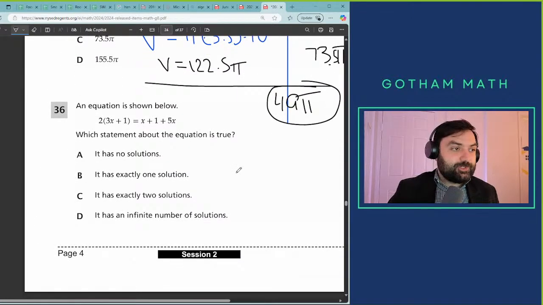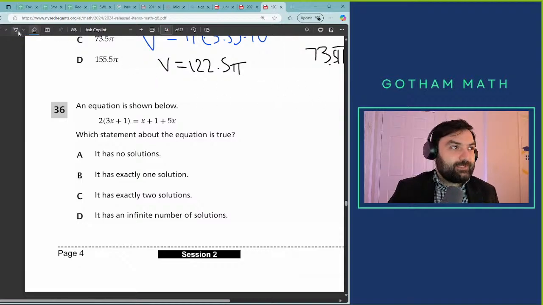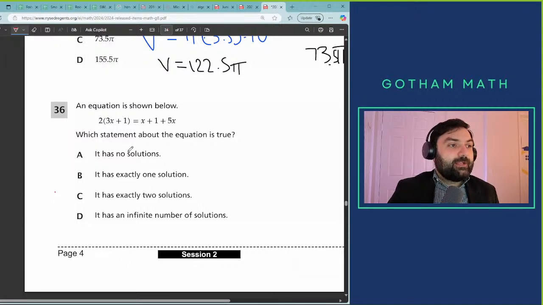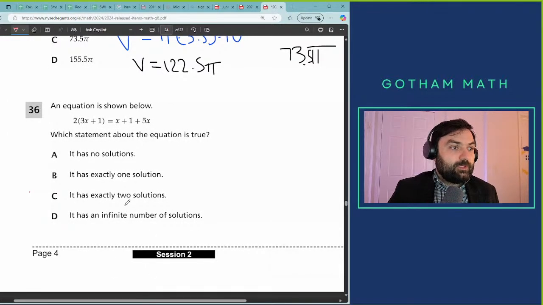And the next question is this. Let me erase that so we won't get confused. Use a different color. Let's go. An equation is shown below. Okay, we have an equation. Which statement about the equation is true? So, no solutions, one solution, two solutions, infinite solutions. How do we know what it is?